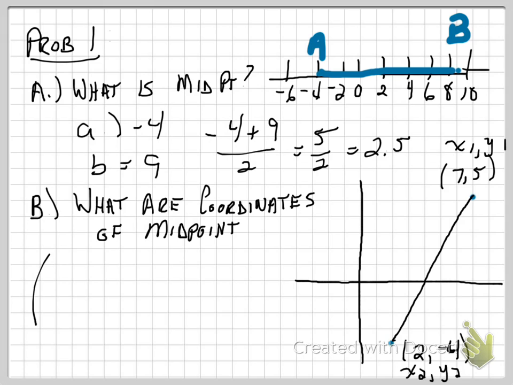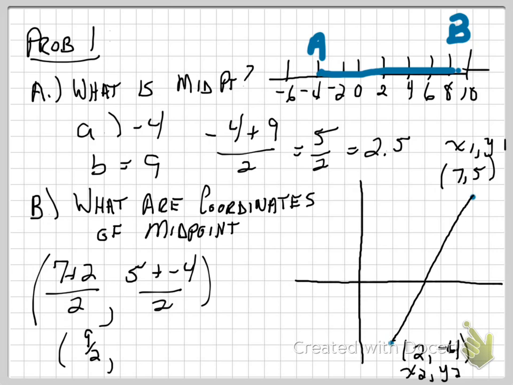So let's talk about that. That's going to give me 7 plus 2 divided by 2, and 5 plus -4 divided by 2. So add them up. 7 plus 2 is 9 divided by 2, and 5 plus -4 is -1 divided by 2. And you could just leave it like that. If you want to make it 9 halves, 4 1/2, that's fine, but we've got to get used to seeing fractions like that.